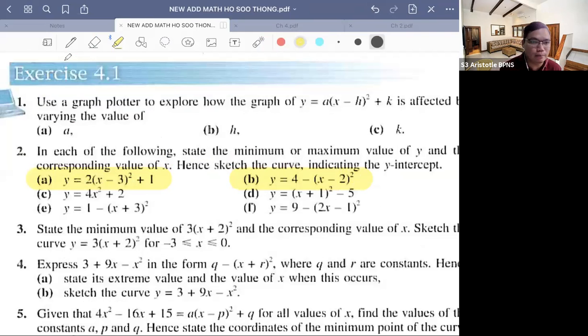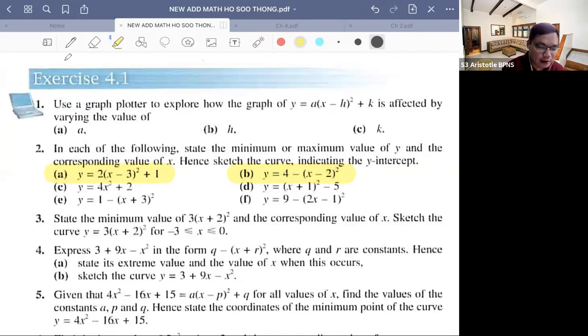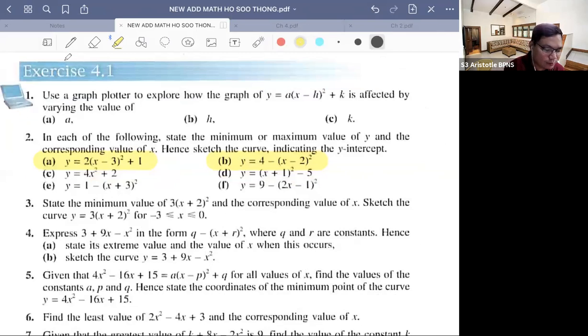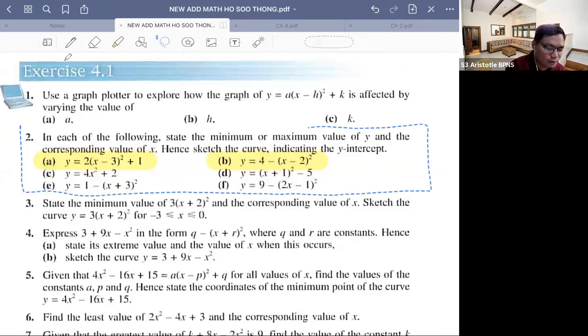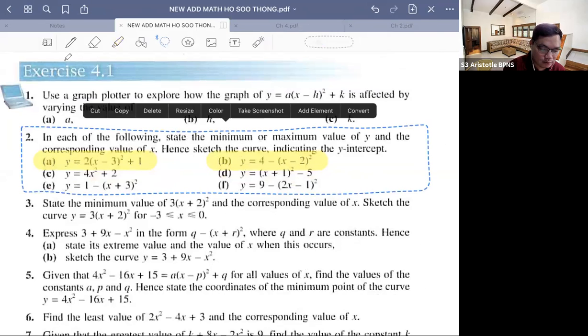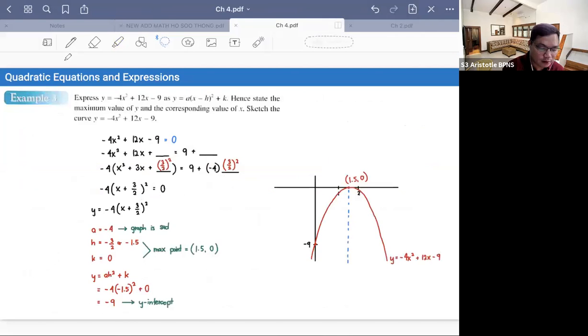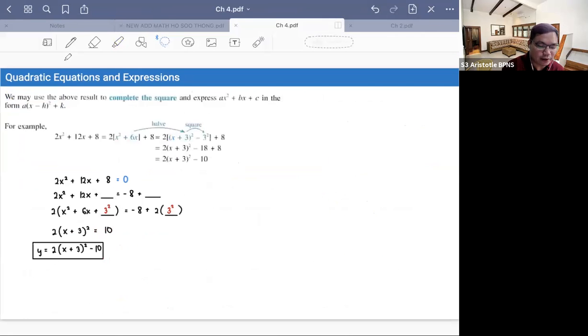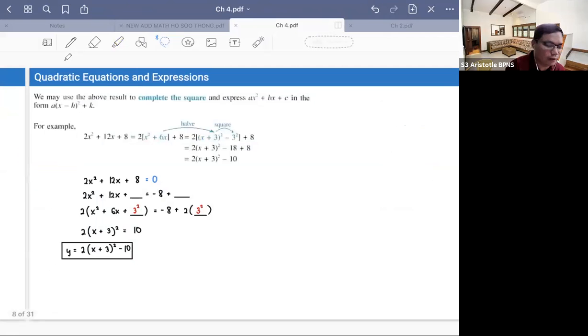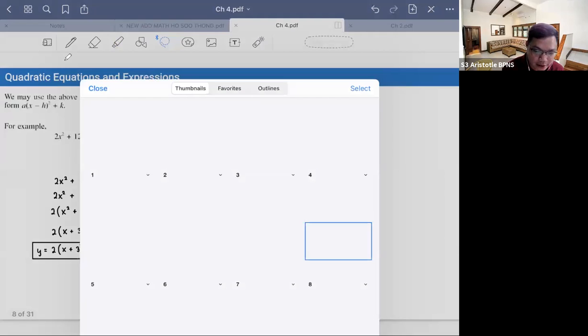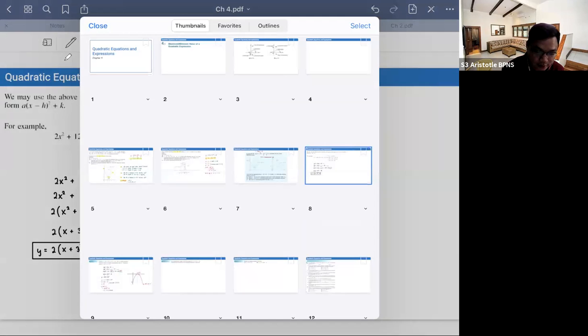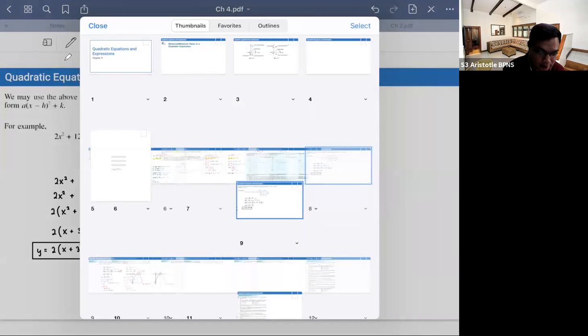Let's try to do number 2, letter A and letter B, because it's similar to the first two examples. Okay, so wait, let me just copy this, then I'll put this in my slides. All right, because these are complicated examples, not very complicated, but they're different from my set of examples. Okay, wait.